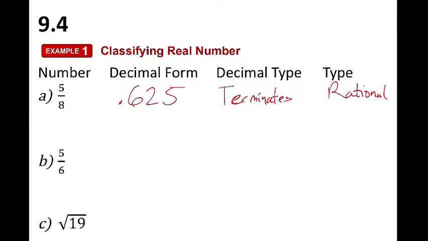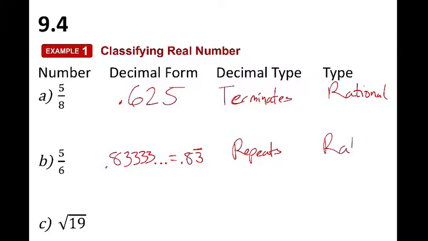The next one, 5/6, if I write that as a decimal, it's 0.83333. Okay, I could keep going on for a while, so I'm just going to do dot, dot, dot. Or another way we can write it is 0.83 with that repeater bar right above the 3, because the 3 is the part that repeats. So the decimal type, we're going to say it repeats. And if it repeats, then we can also say it's rational.